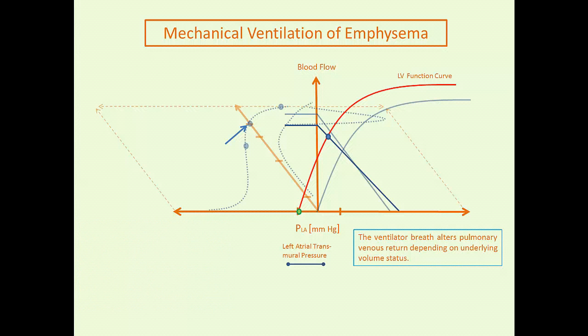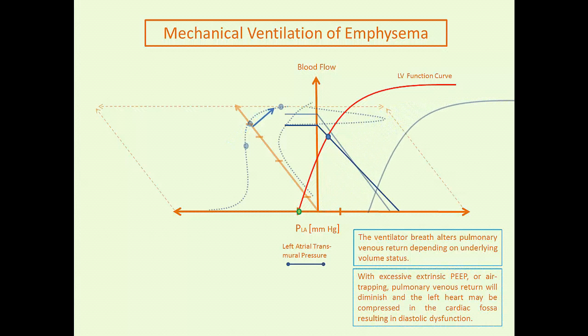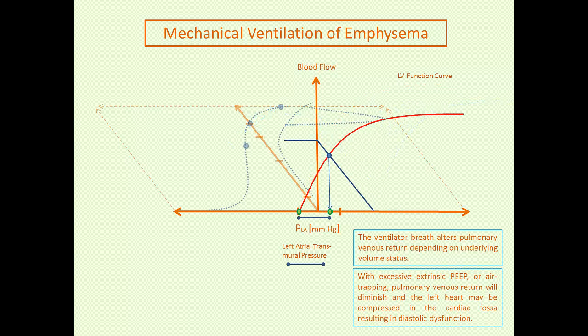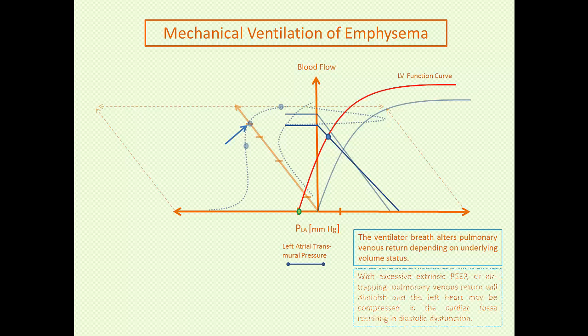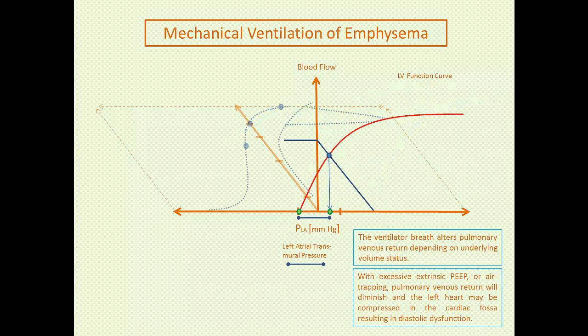The ventilator breath, as I mentioned, alters the pulmonary venous return curve depending on the underlying volume status. With excessive extrinsic PEEP or air trapping, the pulmonary venous return will diminish, and the left heart may be compressed in the cardiac fossa. So you can see that with time, this is kind of your baseline state after the first couple of breaths after the initiation of mechanical ventilation. But with time, as the right heart forward flow, right heart output, is diminished, your pulmonary venous return curve will shift leftwards as well, and that will tend to diminish your left heart output.